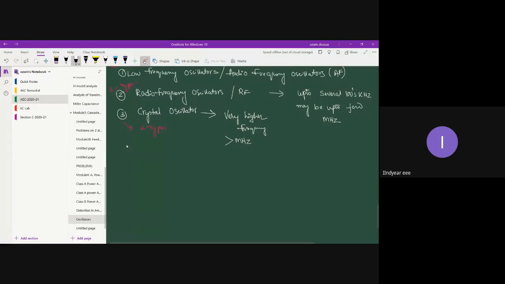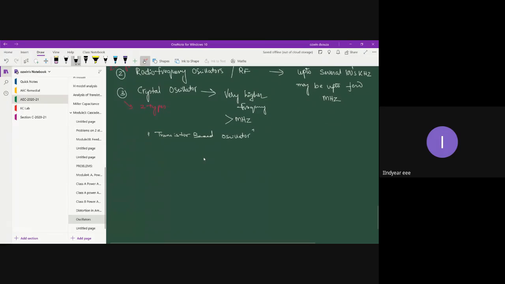Remember one thing: in all these oscillator circuits, we will be considering only transistor-based oscillators. There are operational amplifier-based oscillators, but we are not going to talk about them because those oscillators are studied in the 4th semester in a subject called linear integrated circuits.